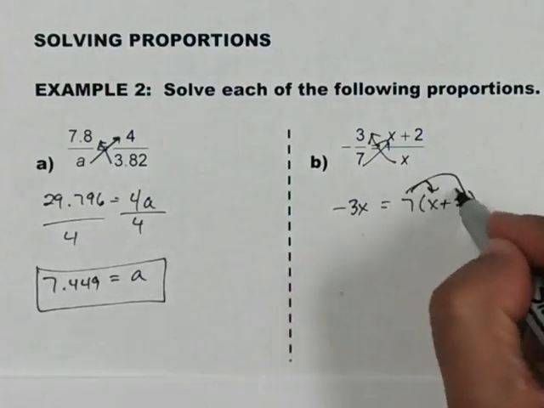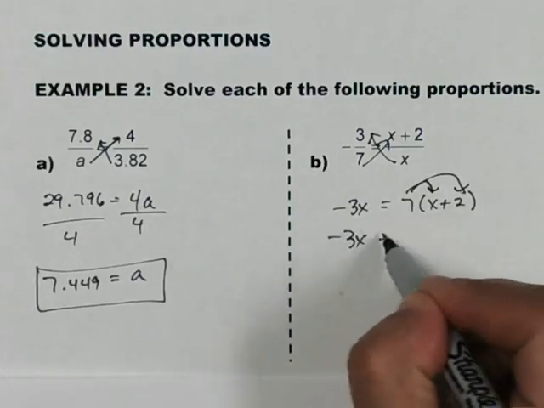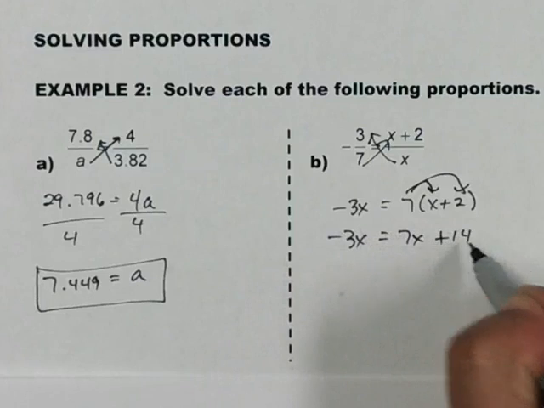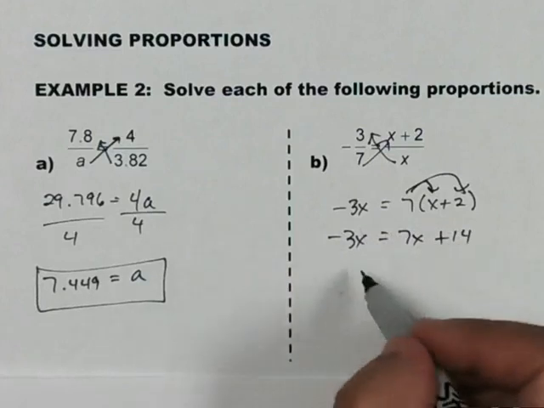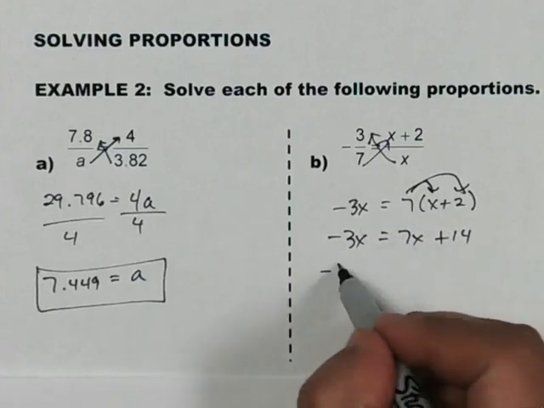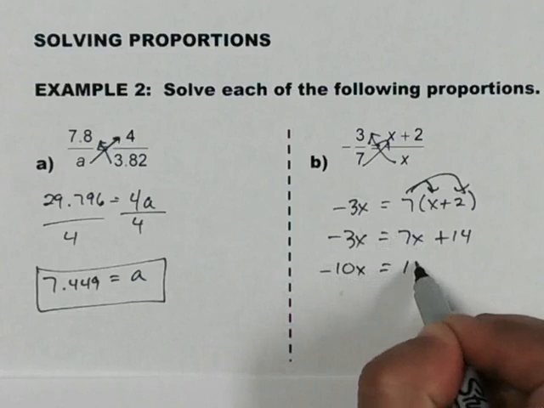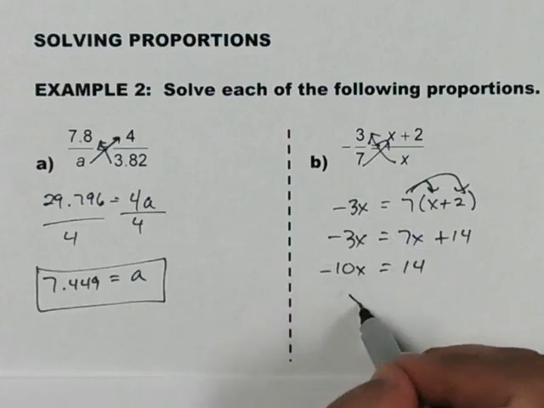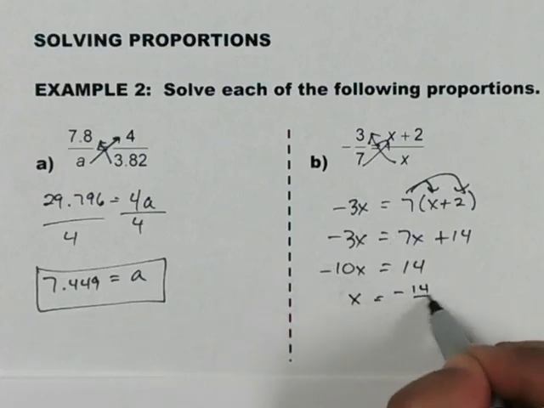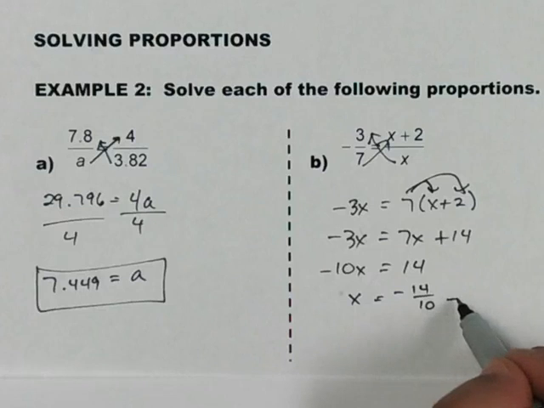And we have to distribute this. So we get negative 3x is equal to 7x plus 14. If I subtract the 7x, I'm going to get negative 10x equals 14. Divide by negative 10, I'm going to get negative 14 over 10, which would reduce down to negative 7/5.